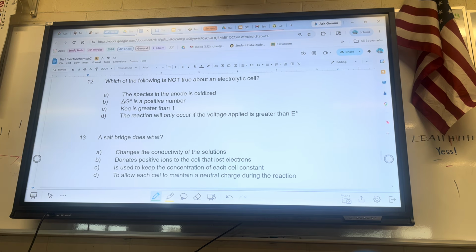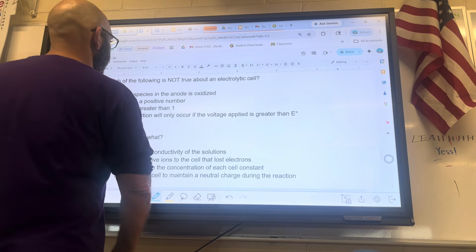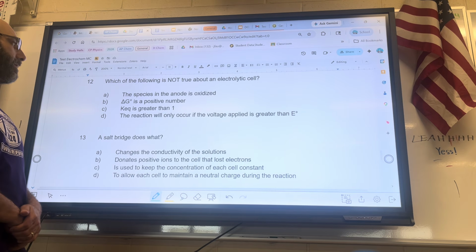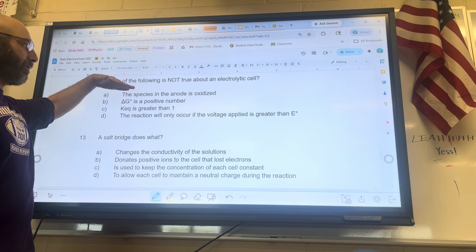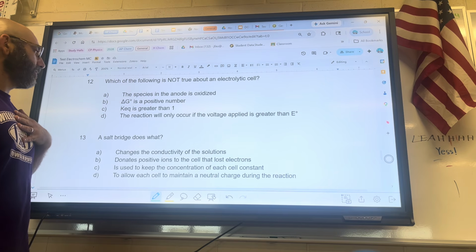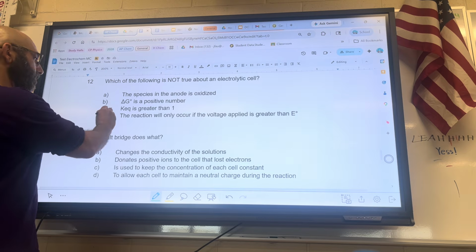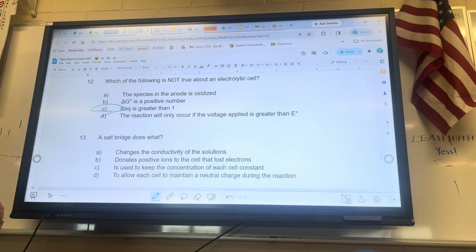What's not true about an electrolytic cell? So basically, what's false, right? The anode is oxidized. That's always true. That's always true. That's not true. A salt bridge does what? All right. D.